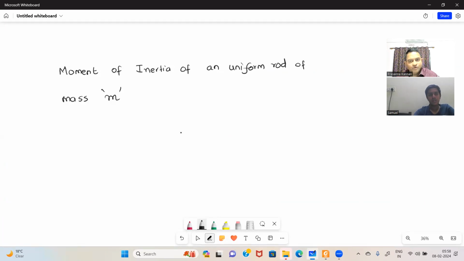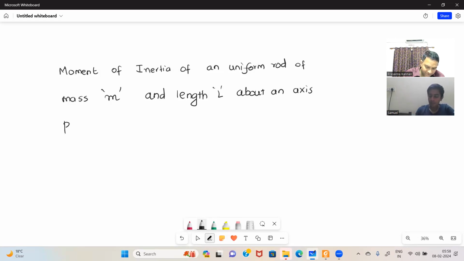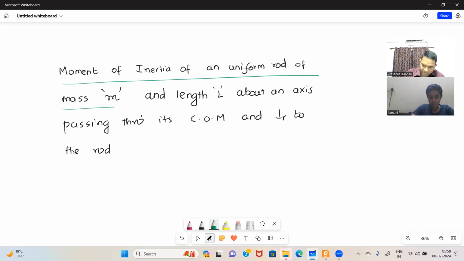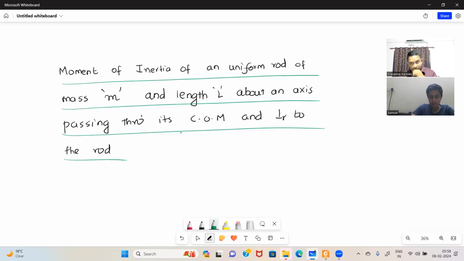Okay. Moment of inertia of a uniform rod of mass m and length L, about an axis passing through its center of mass and perpendicular to the rod. So we're going to find out the expression for moment of inertia of a uniform rod.